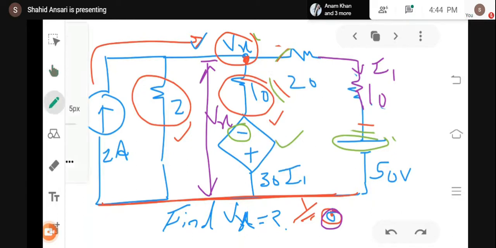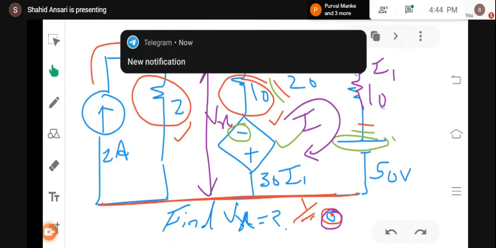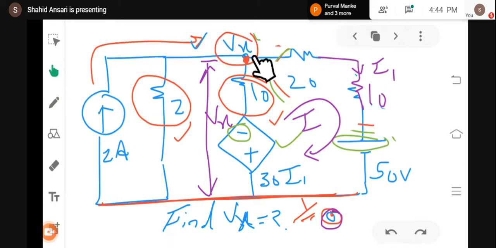Now, can I apply KVL over here in this particular loop? If I apply KVL in this particular loop, assume any direction of current. Let's assume I1. This is your I1, the current flowing through this branch. Now apply KVL in this particular loop. We know the voltage across this complete branch. Don't need to write 10 and 30 I1 separately. We know the voltage across this complete branch is your Vx.